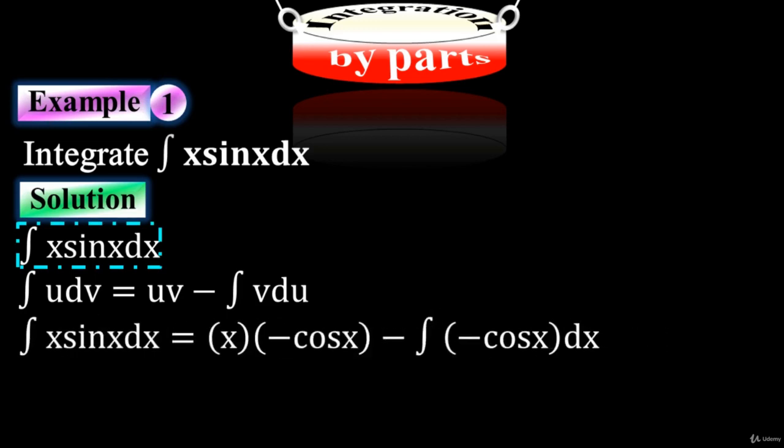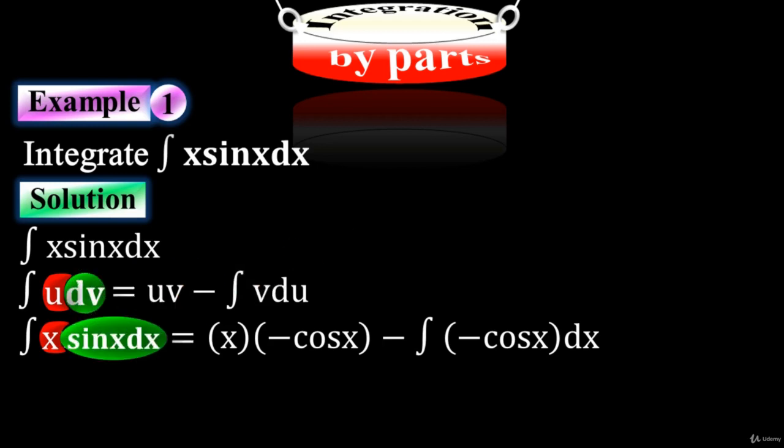Integrate the given equation by parts using the integral formula. We have integral of x times sine x dx equals x times minus cos x minus integral of minus cos x dx. Our u is x, which is our first term, and dv is sine x, which is the second term.